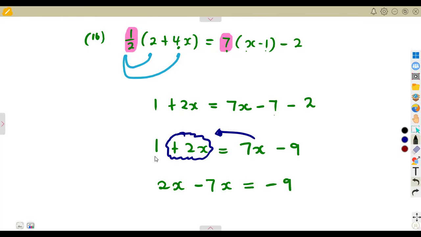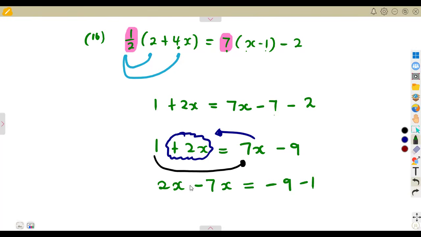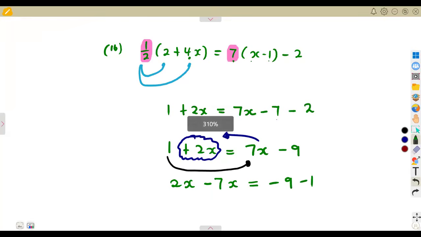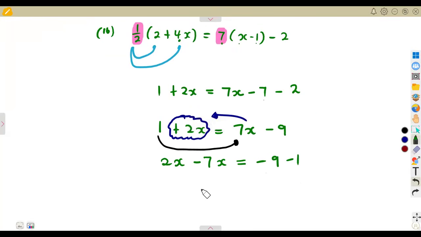Then I transpose the 1 to the right-hand side. It's a positive 1 here. The moment that it crosses the equal sign, it becomes a negative. So this will be a -1. So that's it. I transpose 7x to this side. You can transpose any way that you understand. We are going to have the same answers.